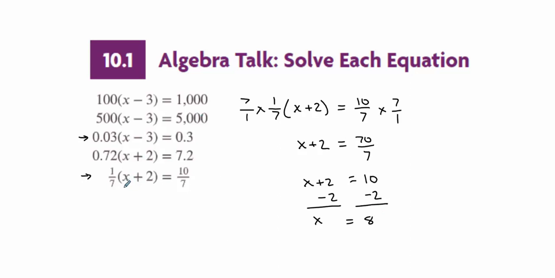And I could use the distributive property here. I could multiply 1/7 times x plus 1/7 times 2, which would give me 2/7, right? Is equal to 10 over 7. And then I could solve that way. Subtract 2/7 from both sides. And I would still end up with x is equal to 8.